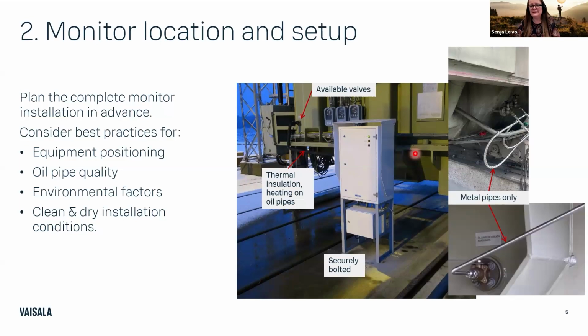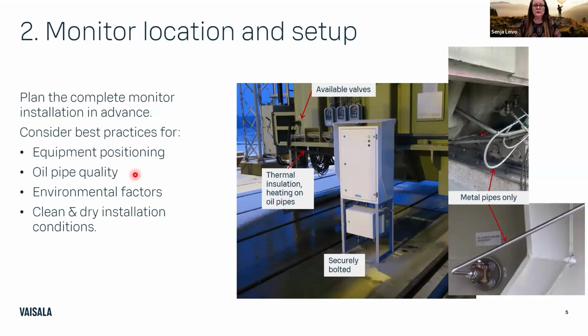So definitely what we need is trace heating on the oil pipes. We need thermal insulation. But before we get into that, we have to have a look where we get access to the oil. So here is an oil valve, and the customer has taken the pipes to the monitor from there. And also a very important thing, the monitor is really carefully, securely attached to, in this case, the concrete slab, so bolted there.